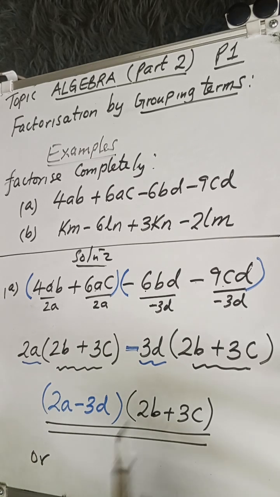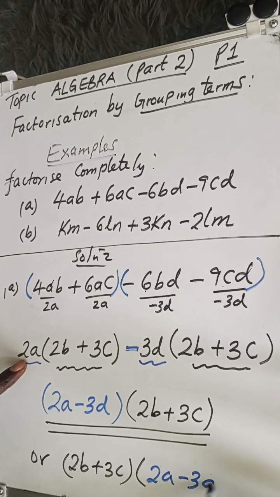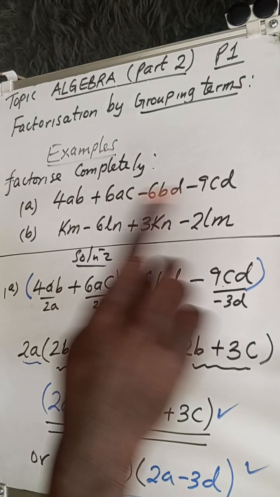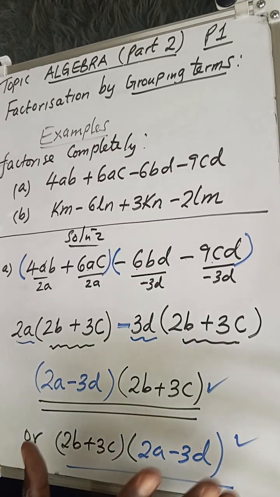Another person might have started with the bracket 2B plus 3C, and then grouped what is outside, 2A minus 3D. There's nothing wrong. Either this or that is correct. That is grouping of terms when you have been given 4 terms. So that is the way you can go about that. I hope you are clear.